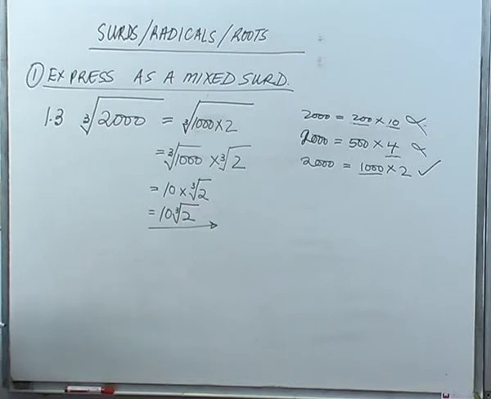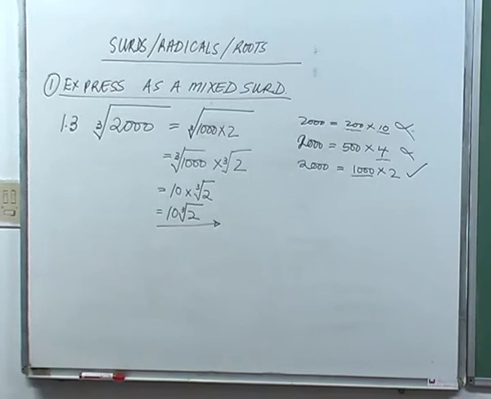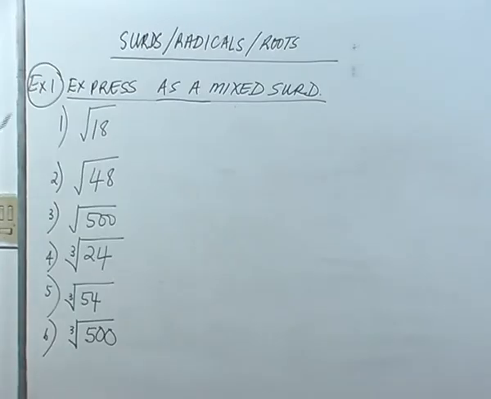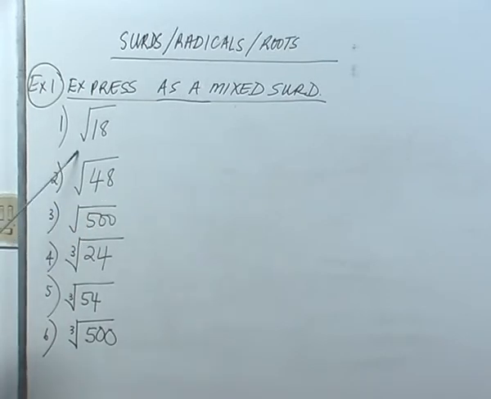Now let's give you a little exercise where you can try to express numbers as mixed surds. Alright, here is exercise 1. You got to express as a mixed surd. Square root of 18, square root of 48, number 3, square root of 500, number 4, cube root of 24, number 5, cube root of 54, number 6, cube root of 500.